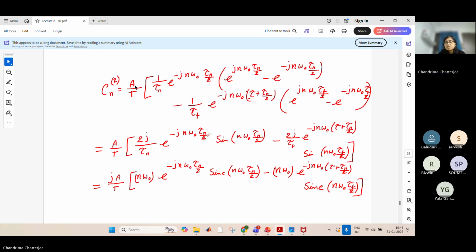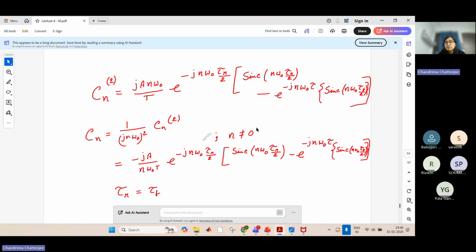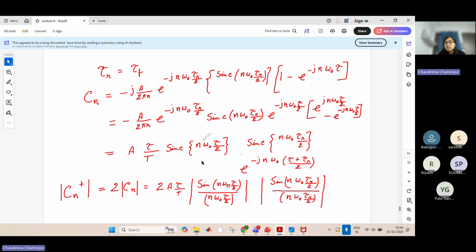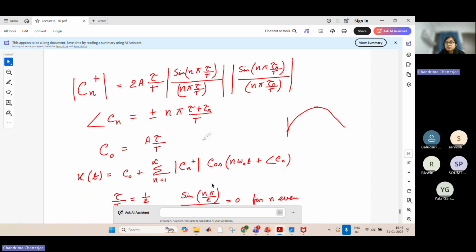Then once you simplify this, finally you will get to these expressions. Okay, this is the way. And if the rise time and fall time are the same, then you will get this kind of an expression for Cn, the one I wrote, right? So this is the final expression.